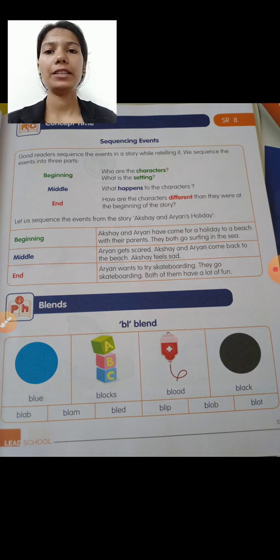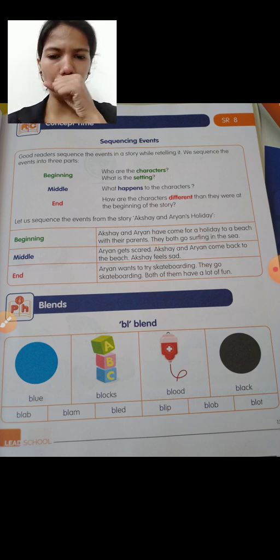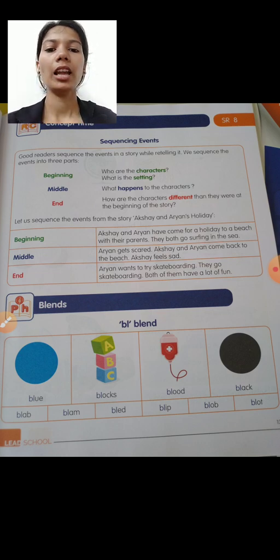So in the first picture you can see a color and the color is blue. The second picture, you can see what is it? What is that? Yes students, those are blocks. In the third picture you can see blood. In the fourth picture you can again see a color, that is black.